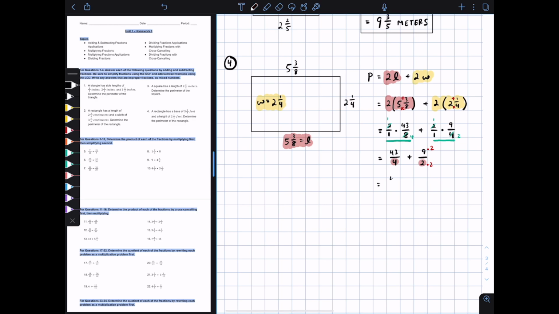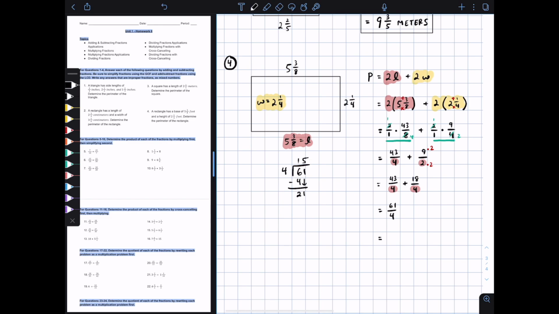So we can rewrite this as 43 over 4 plus, and then 9 times 2 is 18 over 2 times 2, which is 4. Now that we have these lovely common denominators, we can add 43 plus 18. And 43 plus 18, I think, is going to be 61. So that's going to be 61 over 4. And turning this into a mixed number, you can totally take 61 divided by 4. I'm sure it's 15 and 1/4, but I'll write it out in case it helps anybody.